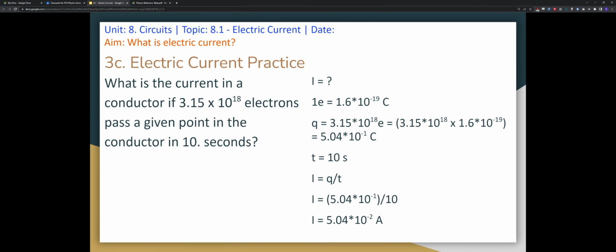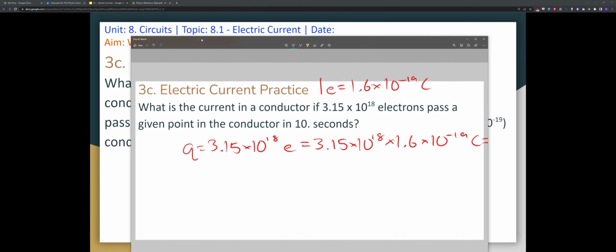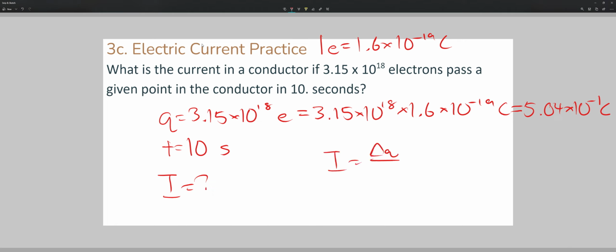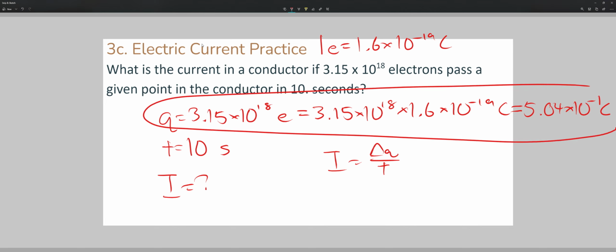I'm just going to cheat a little bit and look forward. It's 5.04 times 10 to the negative 1 coulombs. And so that's my electric charge. It flows through this conductor in 10 seconds, and they want to know what your current is. So again, you're going to use that formula. Really, the only tricky part here was converting your electric charge into coulombs.